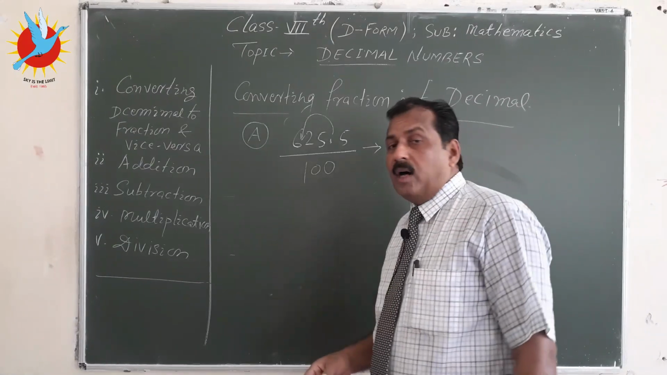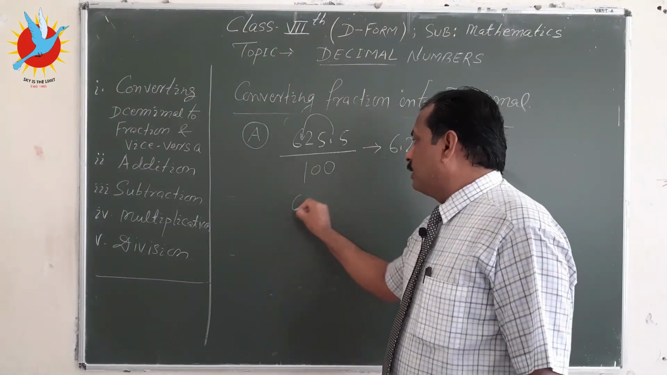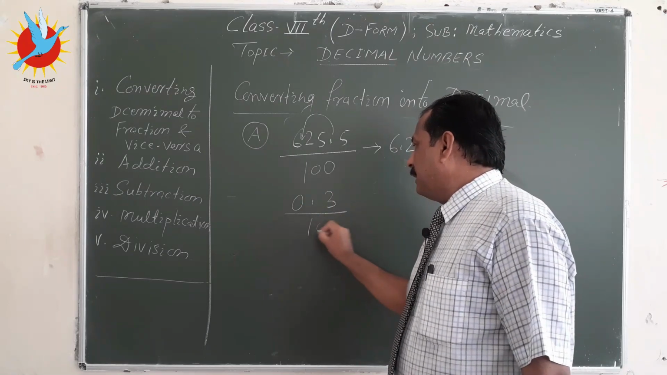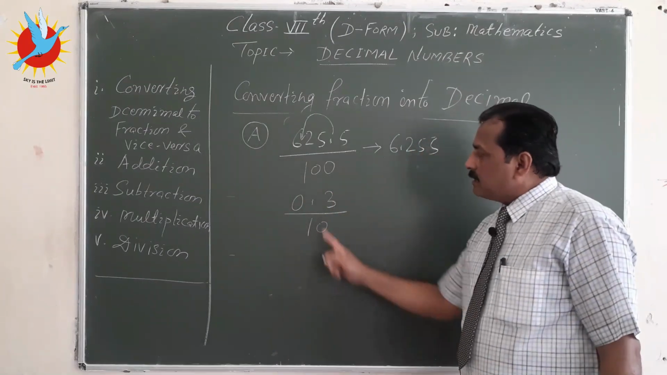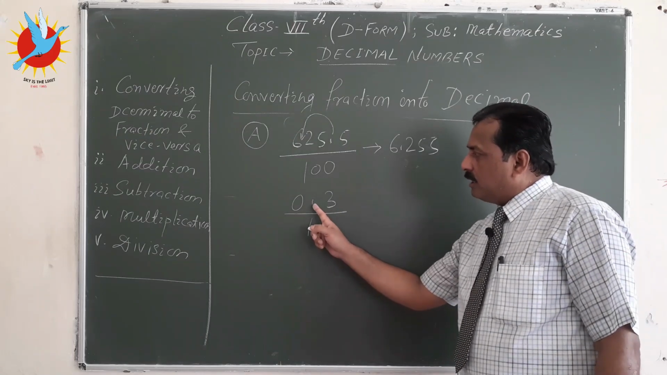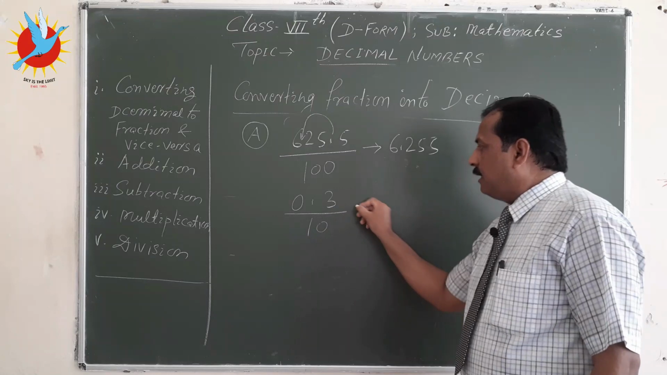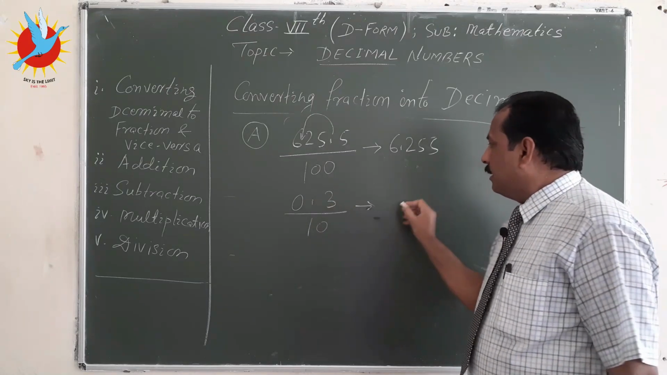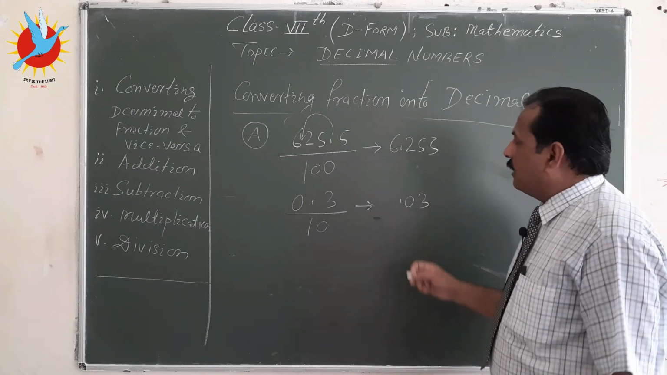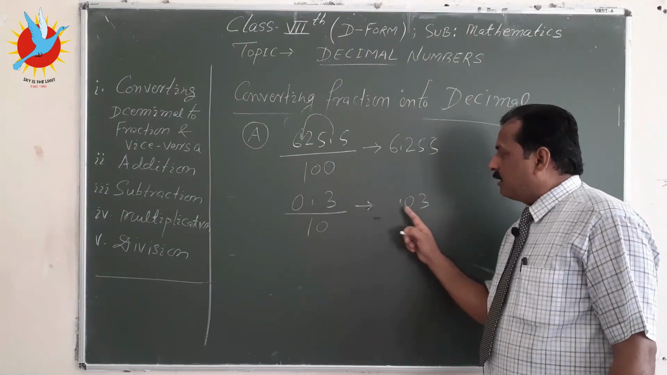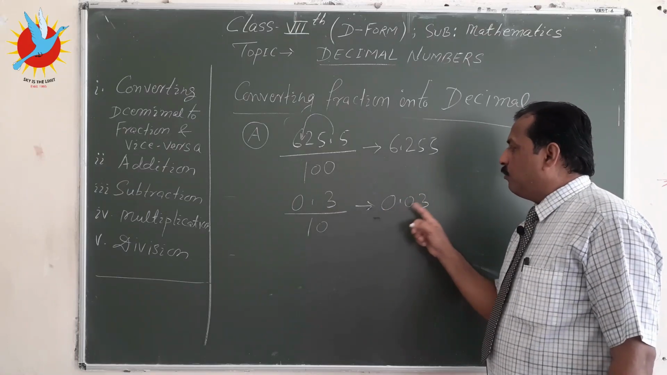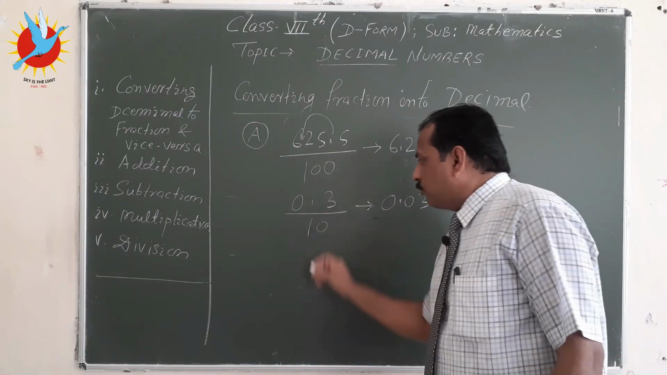Let us take one more example. Suppose 0.3 divided by 10. How to do it? Its decimal is here, and 1 zero is there, so the decimal will be shifted 1 place, and this will become this decimal, then 0, and then 3. And I told you only the fractional part is there, there is no whole number part, so this will be 0, 0.03. Just watch the pattern.